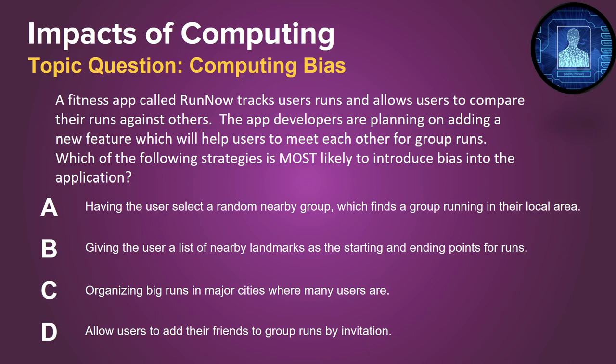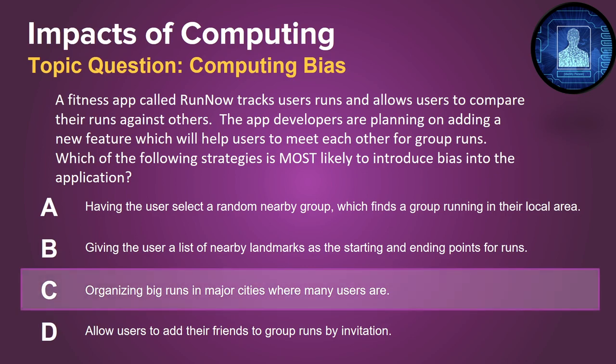Here's a question about a running tracker, and it's talking about bias. What's gonna introduce bias? Now, bias would be something where people are excluded, or it's gonna only focus on, you know, one area or something like that. And so in this case, organizing big runs in a major city would be introducing bias, because then people in rural areas would be left out.